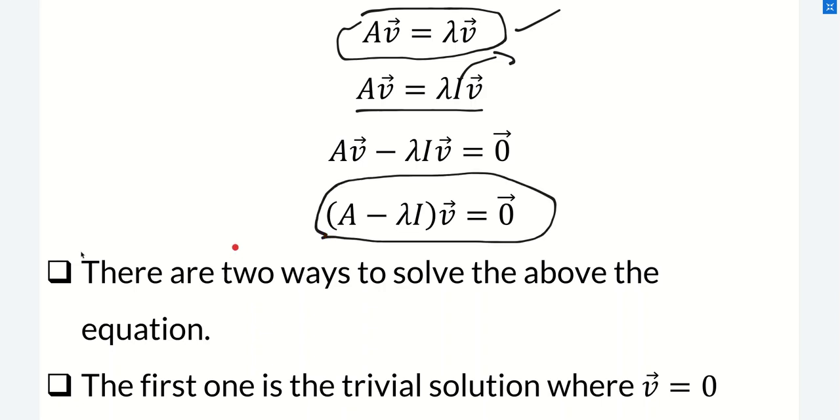But there are two ways to solve this. I made mention of one. The first one is when v is equal to 0. When v is equal to 0, we get this to be 0, and that is a trivial solution. It has no significant implication, so we throw it aside. Then the next one is how do we determine it? We don't want v to be 0. The v should be non-zero. So how do we solve it? Then we have to pay attention to this part.